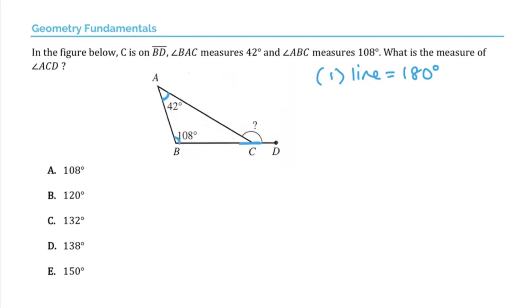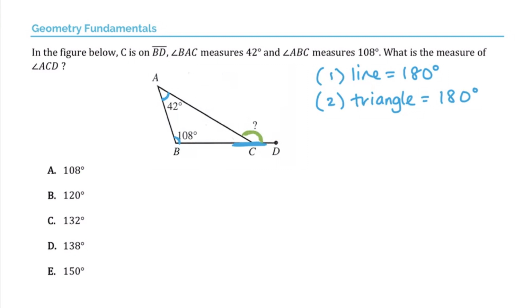Now, because they've given us some information about C being on line BD, and they've given us 2 out of 3 angles in a triangle, the second thing I want to make sure that you know is that a triangle, just like a line, equals 180 degrees. So we're going to use those 2 rules to solve this question. The question is asking us to find what is the measure of ACD? So we want to know what is this angle right here.